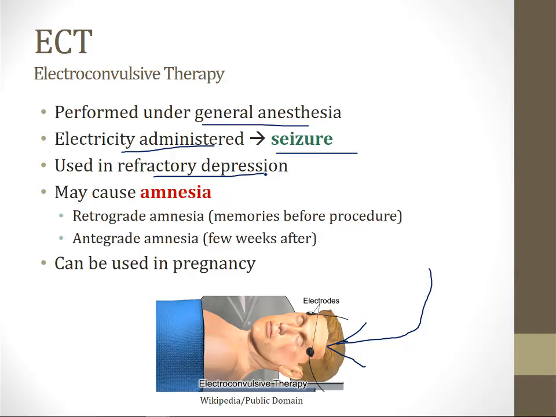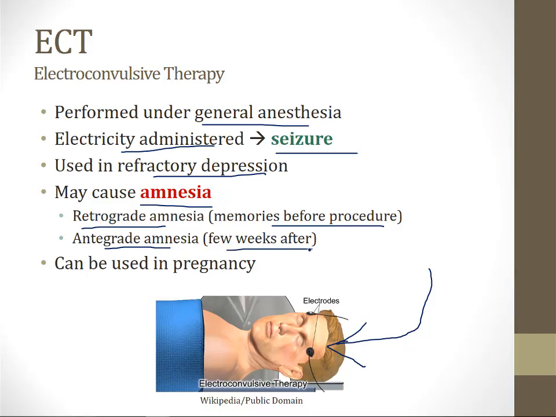The main side effect of this that you need to know about for your boards is amnesia. Many patients, after they wake up, will forget things for several weeks later. Sometimes they have retrograde amnesia, where they can't remember things from before the procedure. I met one patient who had had this procedure several times, but she did not remember it any of the previous times. Some patients will also have antegrade amnesia, where they lose memories for a few weeks afterwards.